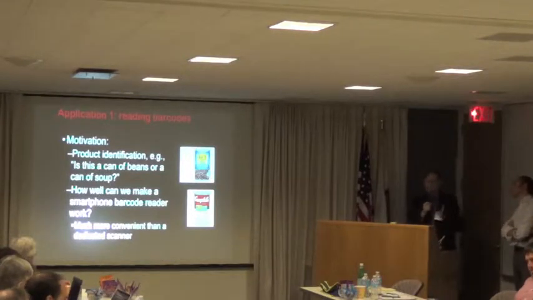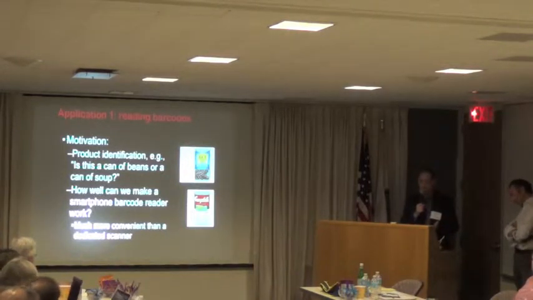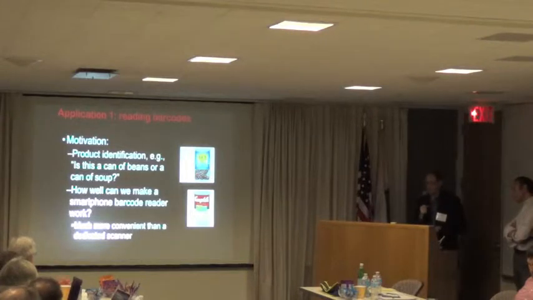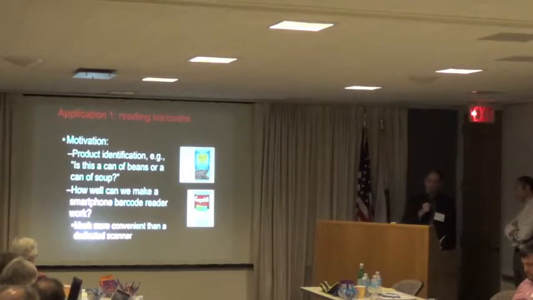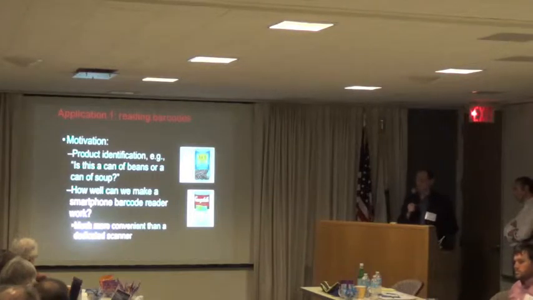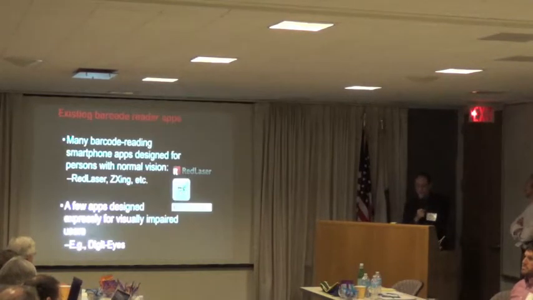So the motivation, and we've seen some of this from Vladimir and other people: maybe you're a blind person, you have two cans in your pantry, and you want to know which is the can of beans and which is the can of soup. Of course, there are dedicated barcode scanners that are super reliable and very easy to use. But as dedicated equipment, it's not always that convenient. How well can you make a smartphone barcode reader work? That was the motivation for this project.